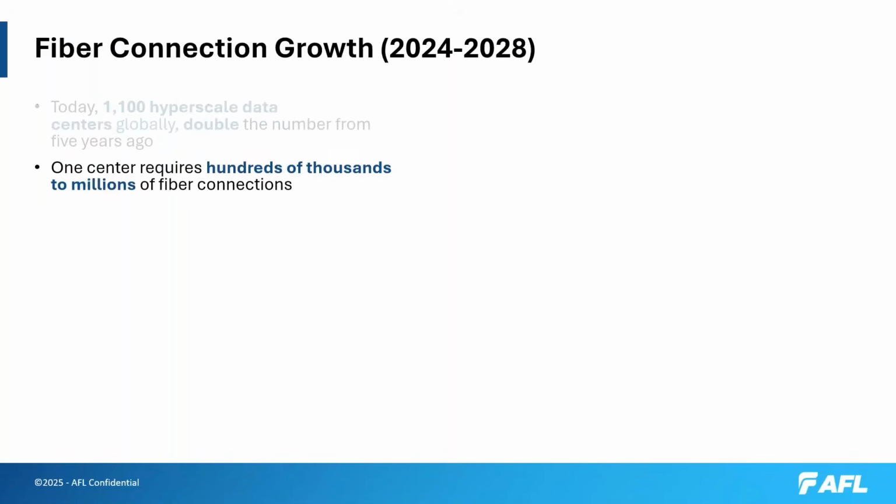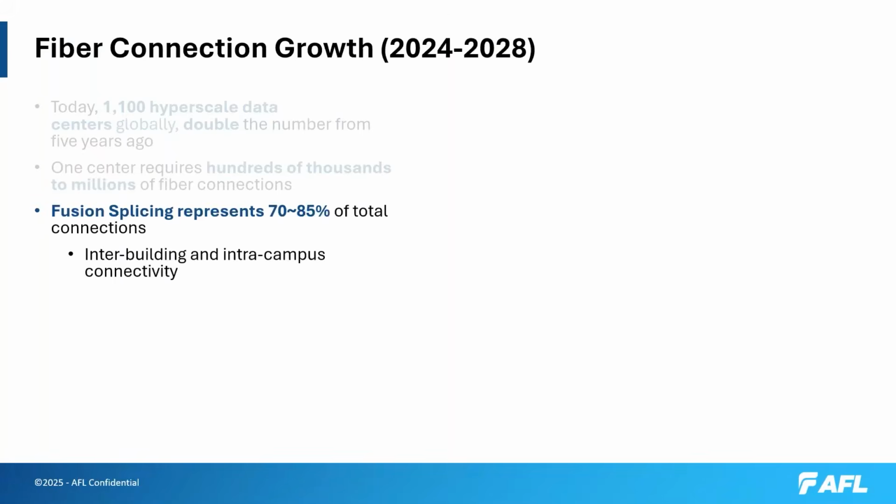Just one hyperscale center will have hundreds of thousands to millions of connections. When we say connections, we're not only talking about the mechanical connectors like an SC, LC connector, MPOs. We're also talking about the physical splice itself. That being said, in these data center builds, fusion splicing is going to represent 70 to 85% of total connections. This is through the inter-building and intra-campus connectivity that will occur from one building to the next.